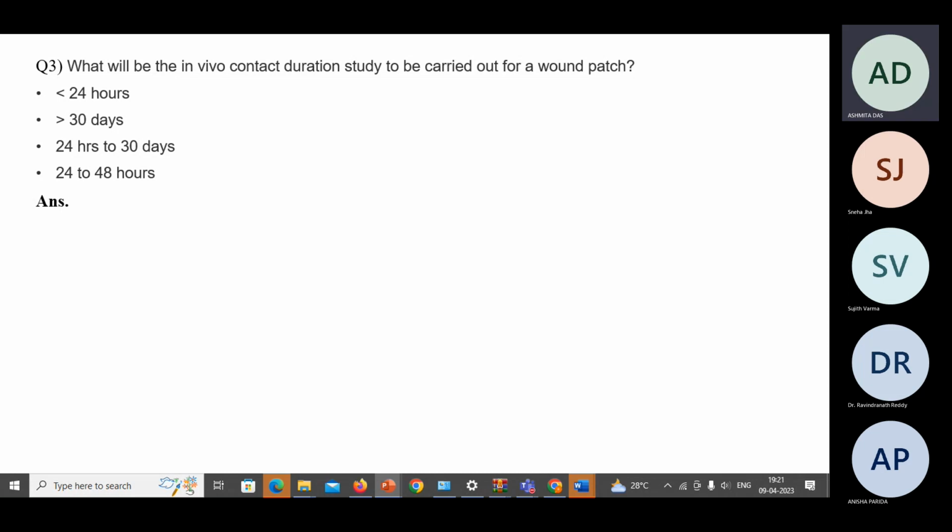Okay, so a wound generally heals within 4 to 6 weeks. It is a very dynamic process and involves various cells such as fibroblasts, leukocytes, blood cells, epithelial cells, as well as mediators, growth factors, and cytokines. So the correct answer here is 24 hours to 30 days.